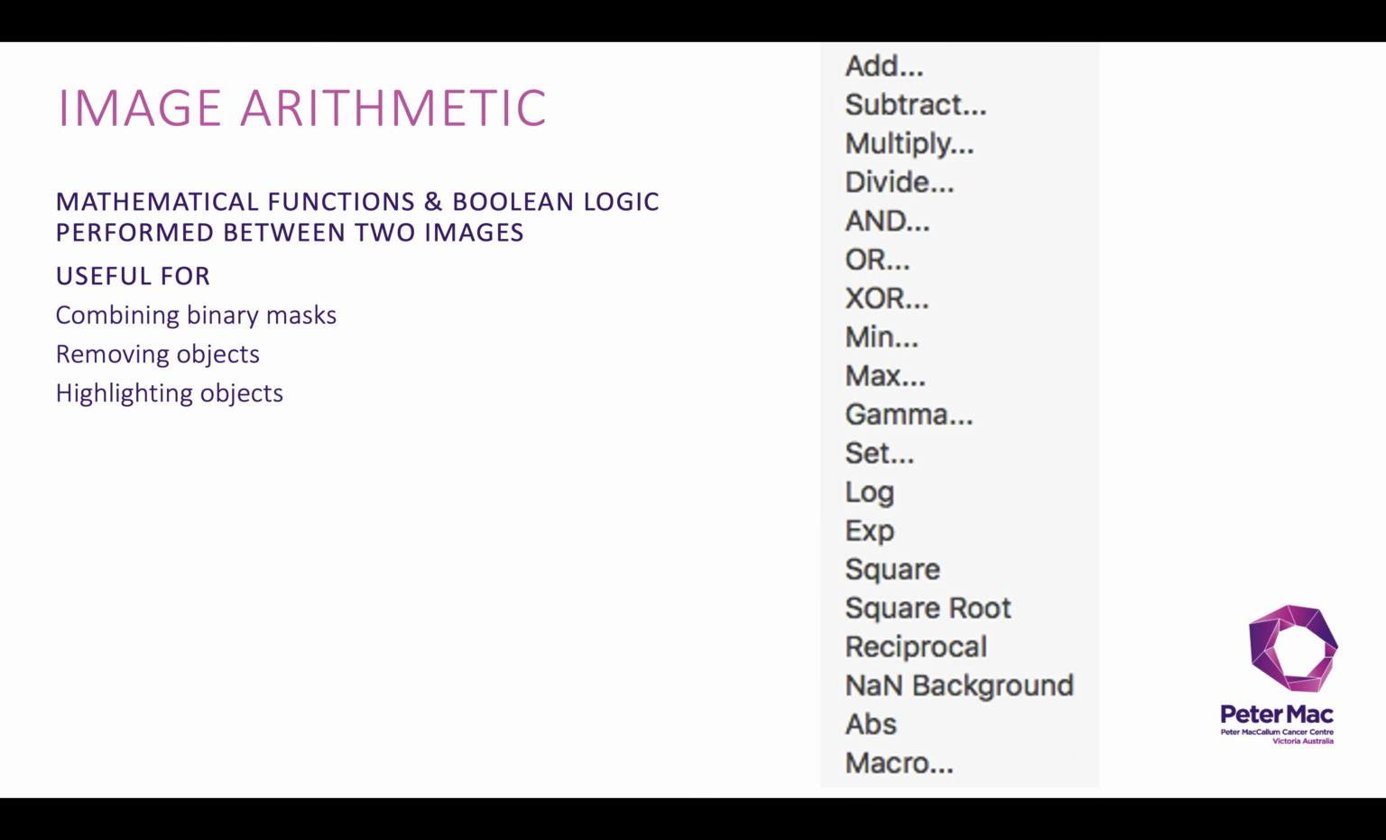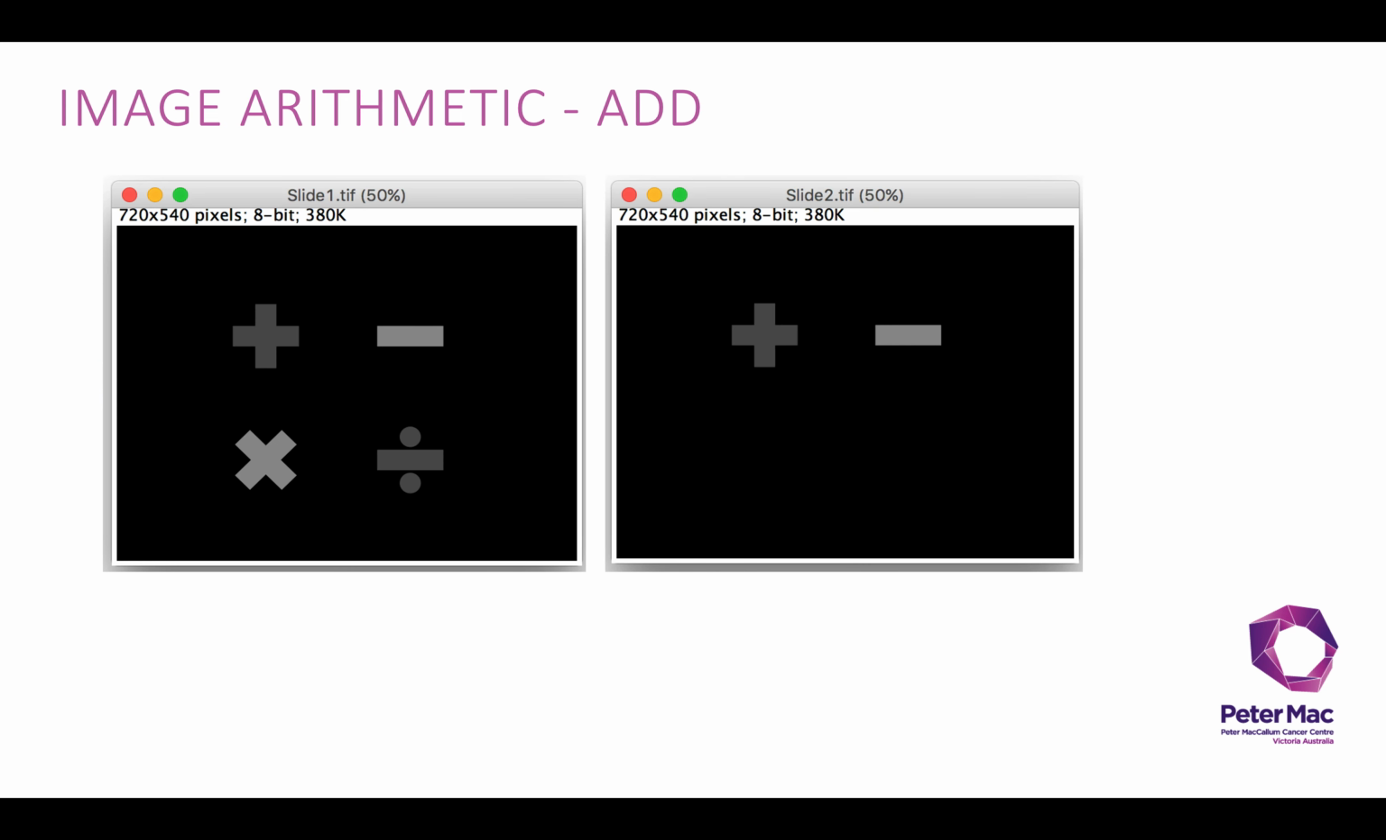One of the other functions we can do is something called image arithmetic. This is using either mathematical functions or something called Boolean logic performed between two images. And it's very useful for combining masks, removing objects, or highlighting different objects. And we'll give a few examples of how that works over the next few slides. So in all these examples, I have two images with these mathematical symbols in them. Slide 1 has all 4, and slide 2 only has the 2 symbols at the top there.